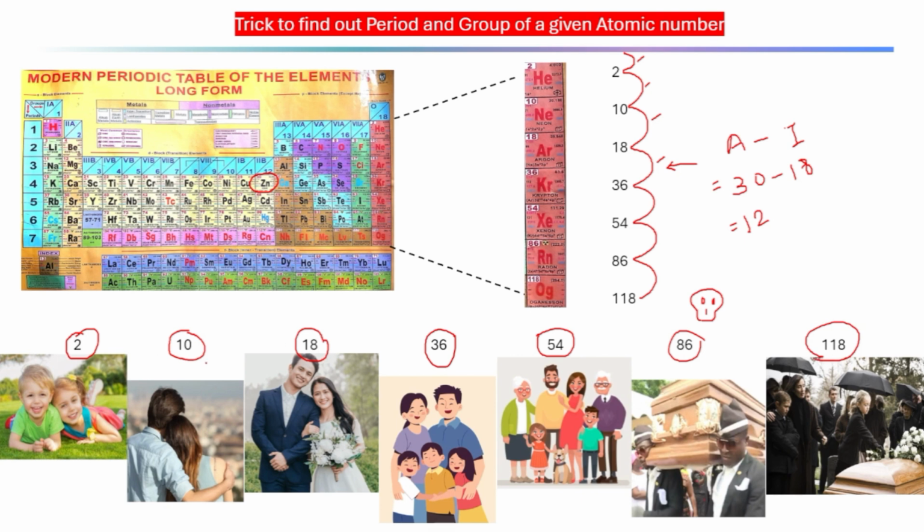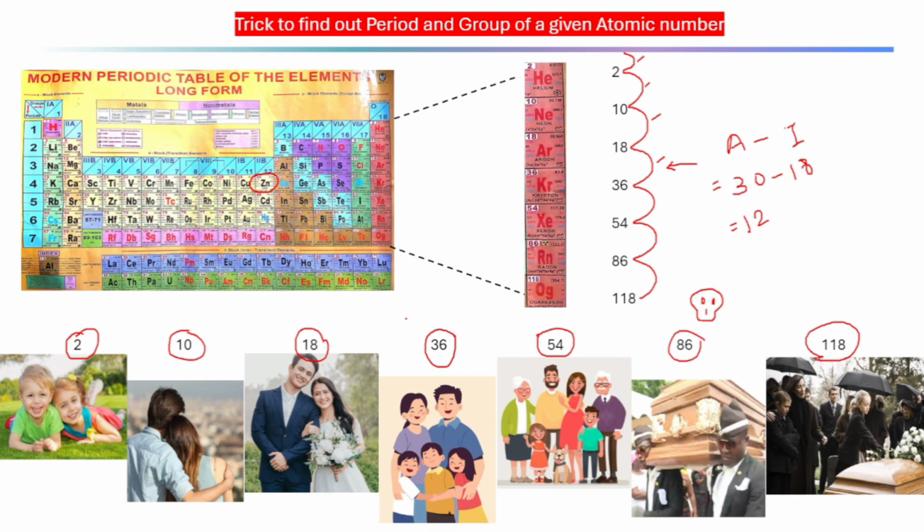The two of you love each other for the last 10 years. You get married at the age of 18. At the age of 36, you have a happy family. At the age of 54, you have grandchildren and you have enlarged the family. At the age of 86, everything is over and you pass away. At that time, 118 people came to your last journey. So this is how you can remember the atomic numbers of the noble gas elements.